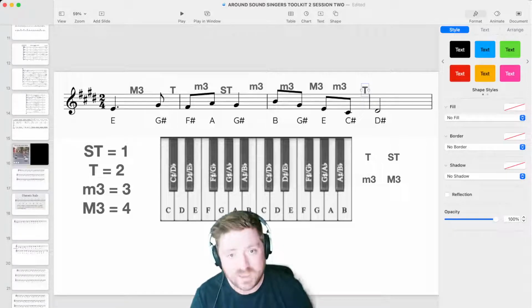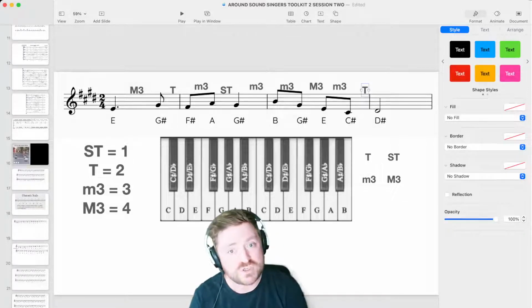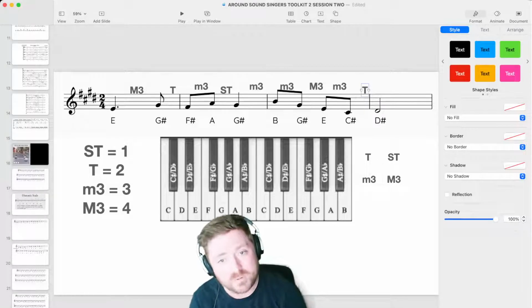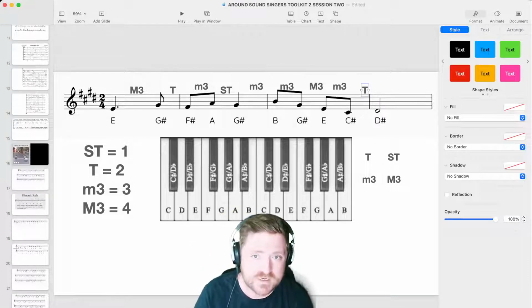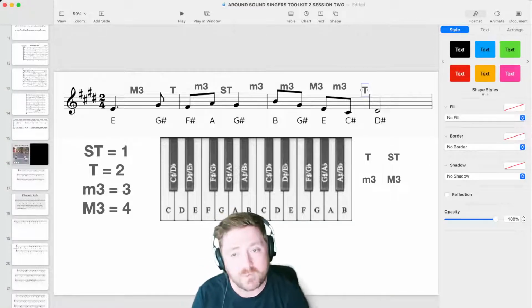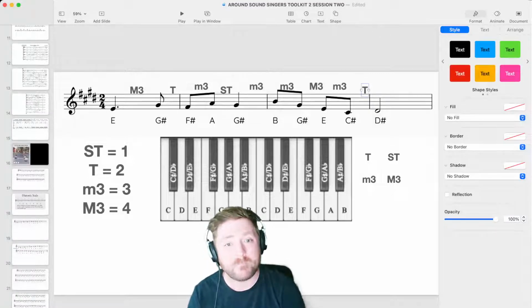So we have E to G sharp, which is a major third, down a tone, up a minor third, down a semitone, up a minor, down, major. Now, that's a long-winded way of going.